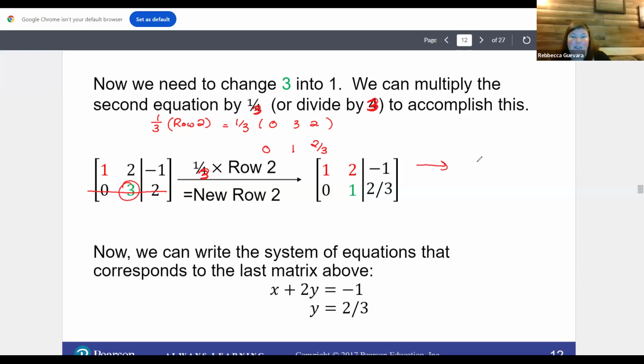I have 2 equations now. If I was to go back and put my variables back in, we have x plus 2y equals -1. Here, we don't have an x, but we have that y is 2/3. So this one, probably the matrix was a lot of extra work for us, but it's easier to show. We know what y is for that system of equations. I just need to figure out what x is.